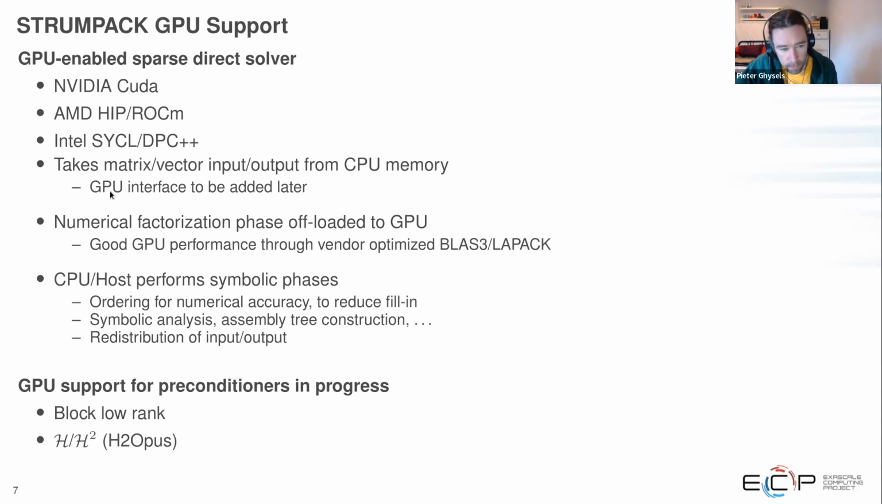A fully GPU interface where the matrix is on the GPU will be added later. The reason why we don't have this yet is because inside the code we have these several phases that still need to be done on the CPU at the moment, like ordering of the input matrix using these external dependencies like Metis and Scotch, and redistribution of input and output vectors. And so, as I said, we're working on GPU support for block low rank. And also we have a postdoc working on GPU implementation of H and H2 matrix compression.